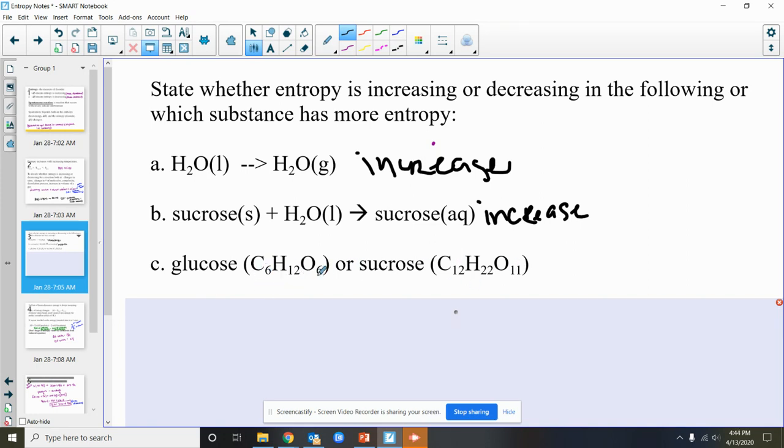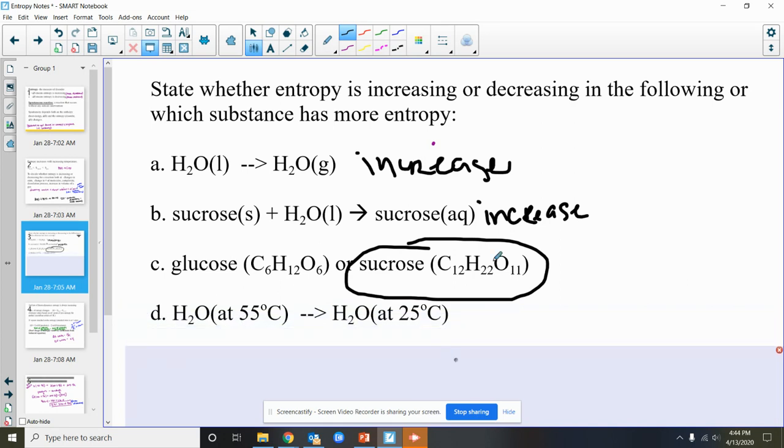So this would be an example of complexity. Here I have 6 carbon, 12 hydrogen, 6 oxygen, whereas over here I have 12 carbon, 22 hydrogen, and 11 oxygen. So this is going to be my example of higher entropy simply because it's a more complex molecule. Again, the more atoms you have, the more chaos you have. So that's going to be an example of entropy increasing because of the complexity.